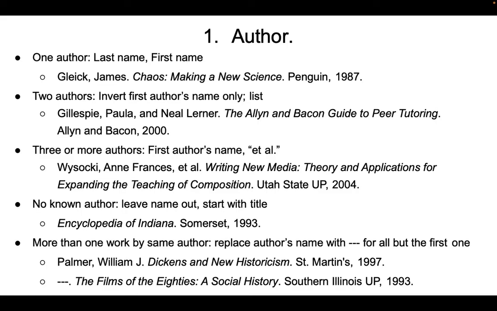If no author is listed, leave the name out and begin the citation with the title of the source. If you have more than one source by the same author, only put the name in the first citation. After that, replace the name with a dash.